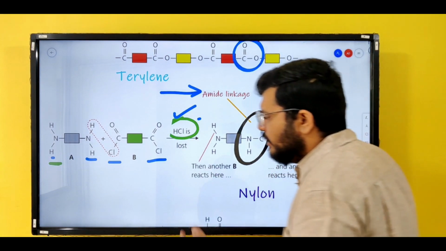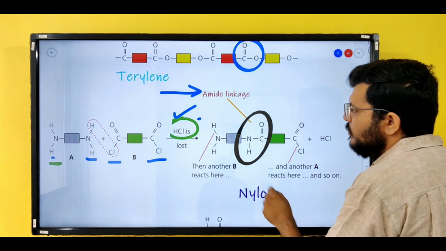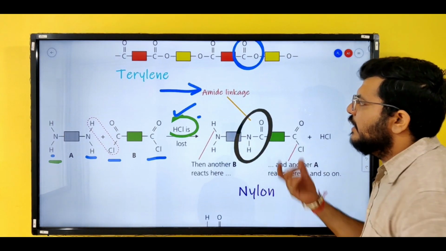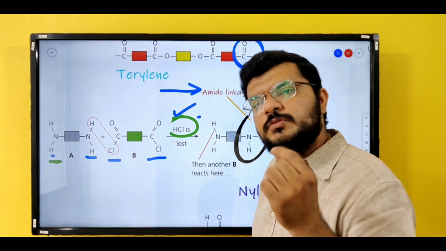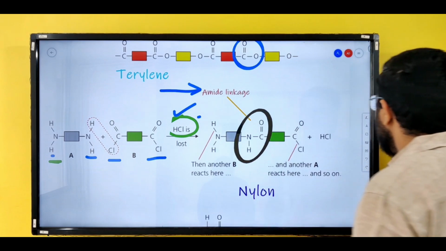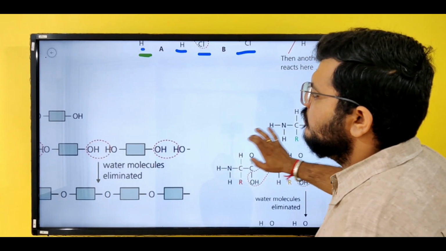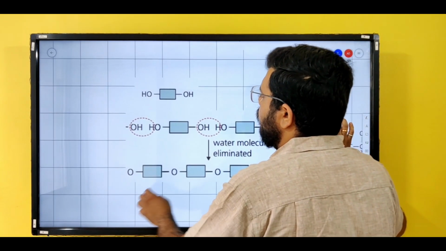Now we are going to understand proteins also, but I want to make sure that you remember that even proteins have the same amide linkage. There's going to be a small difference in monomers, but proteins also have the same amide linkage.